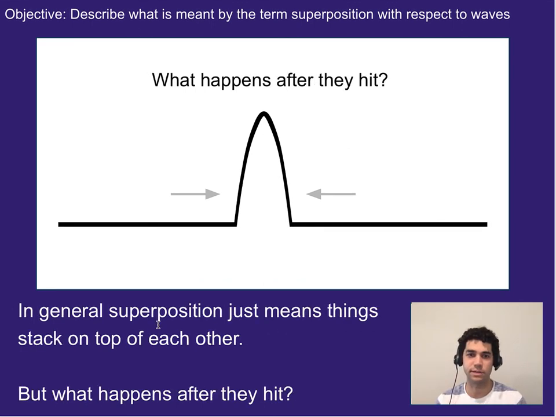So next question. In general, superposition means that the waves stack on top of each other, but what happens after they overlap? So after this moment in time, do they bounce off of each other? Do they just disappear? Do they blow up? Like, what do they do? So take a moment, think about it.